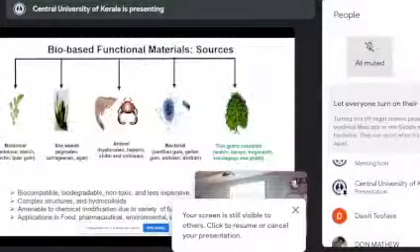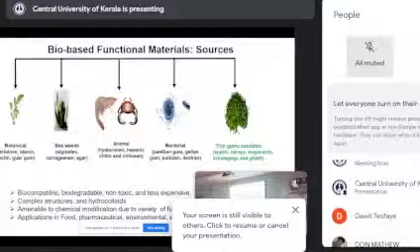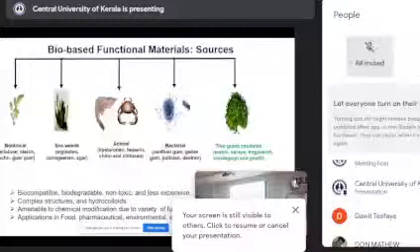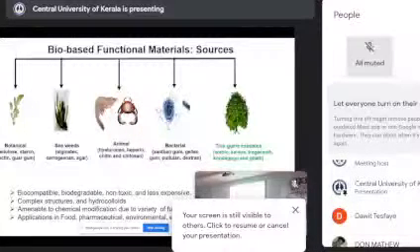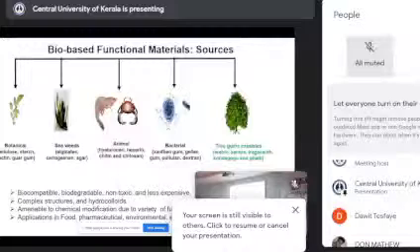Many researchers used bio-based material for making different functional products, and these are the main bio-based products available in nature, like botanical grade, seaweeds, animal, bacterial, and tree gums.